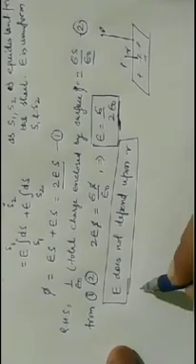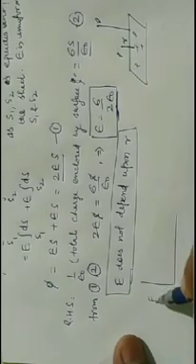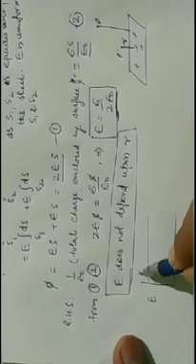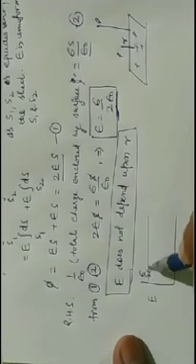If I draw the graph for electric field and distance r, it will be uniform. That is sigma by 2 epsilon naught.